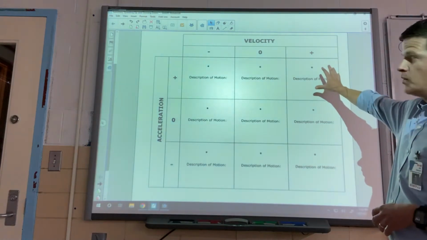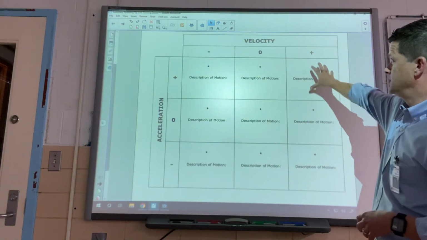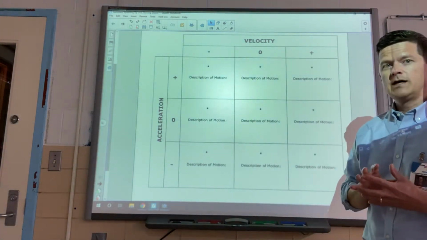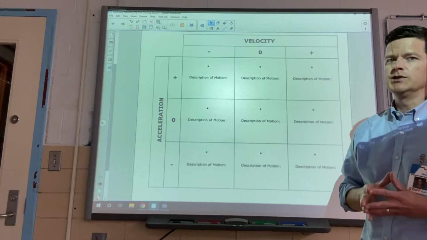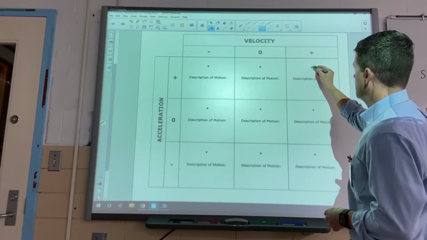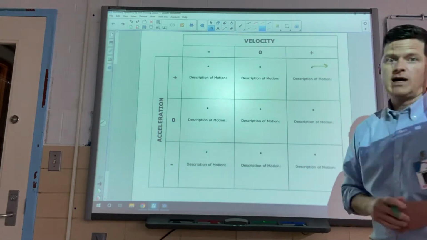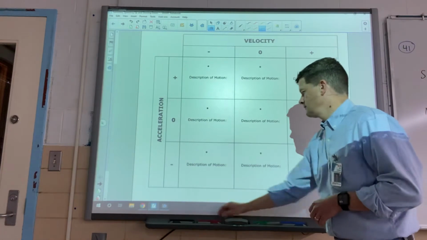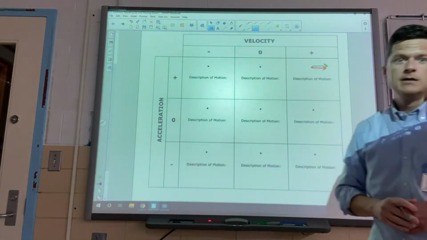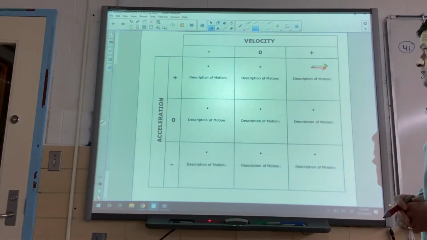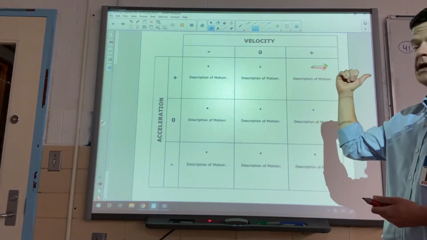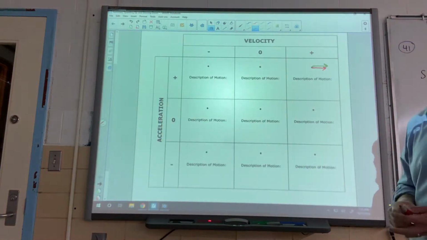So we're going to start in the upper right corner where we have positive velocity and positive acceleration. We're going to show what that looks like vector-wise and then also describe what motion that would represent. So we'll start with a green arrow pointing to the right. That's our positive velocity. And then a red vector also pointing to the right. That would be our positive acceleration. So this object would be moving to the right and also accelerating to the right. So that means it'd be moving to the right and speeding up.